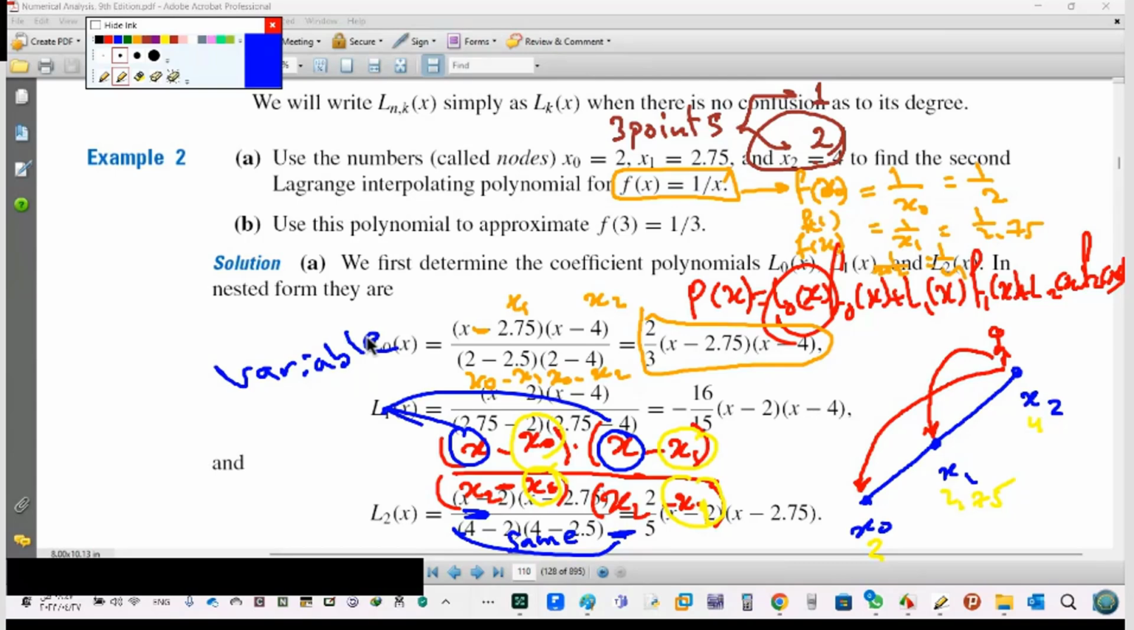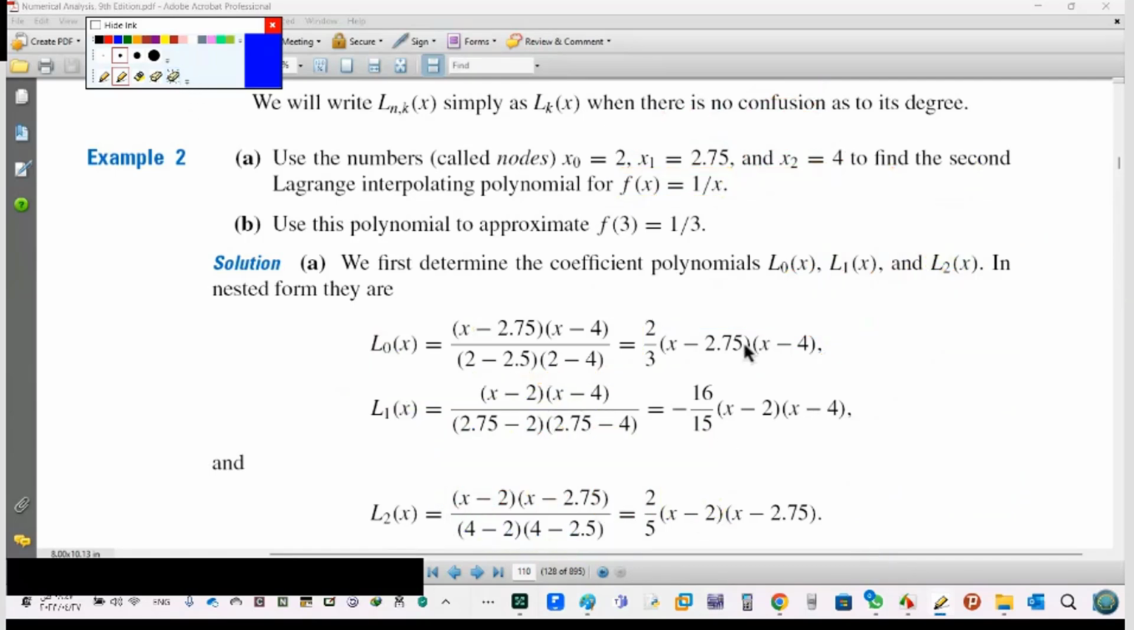Is it clear? Should I repeat? And after that, you can improve the function and find L0 and L1 and L2 as you see here in this example.